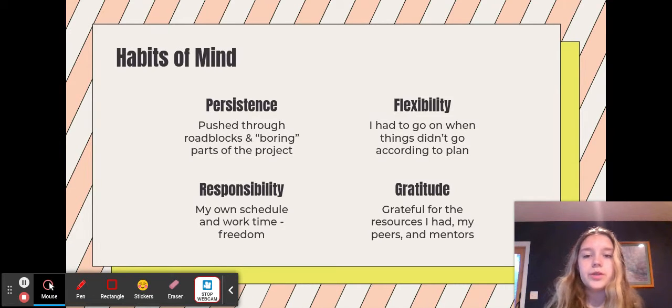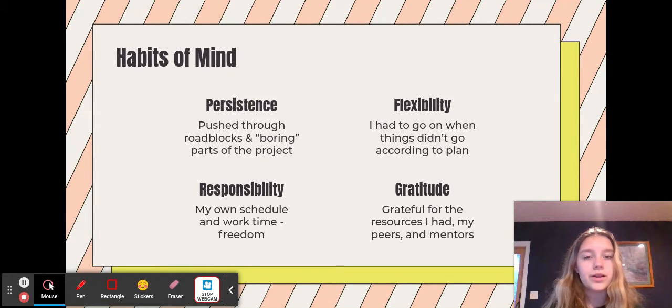I also know that I improved in responsibility because I had a lot of freedom and I knew that I could not do my work during class. But I also knew that I had to get this done in time, and not only did I have to for a grade, but I also wanted to because this is something I'm interested in.